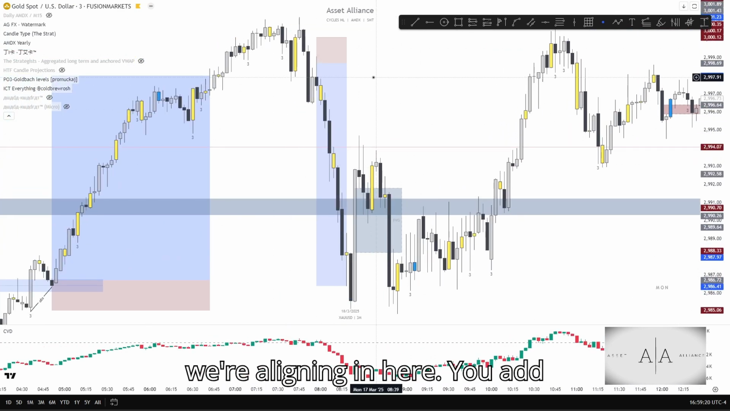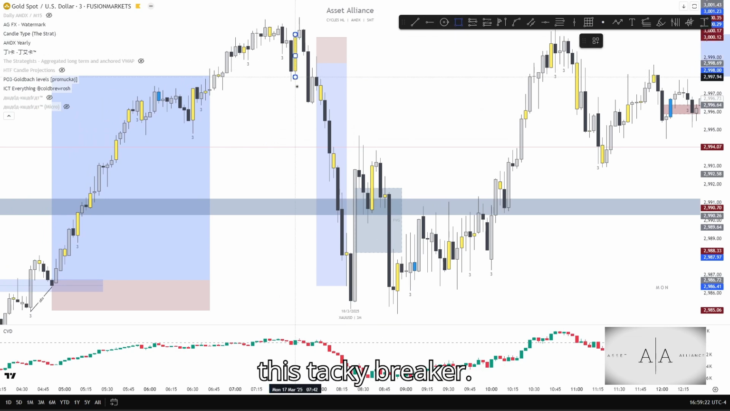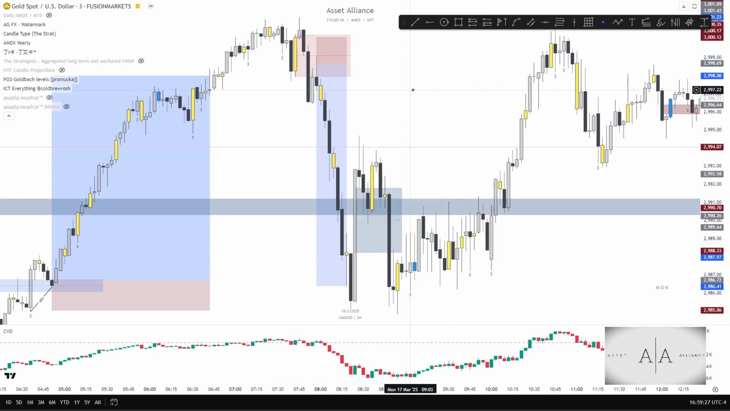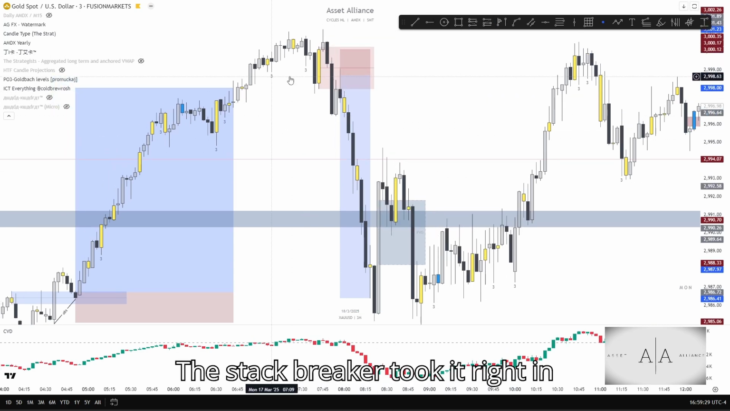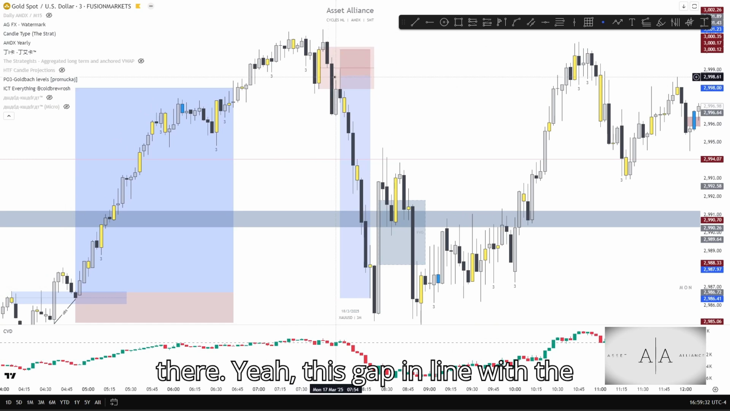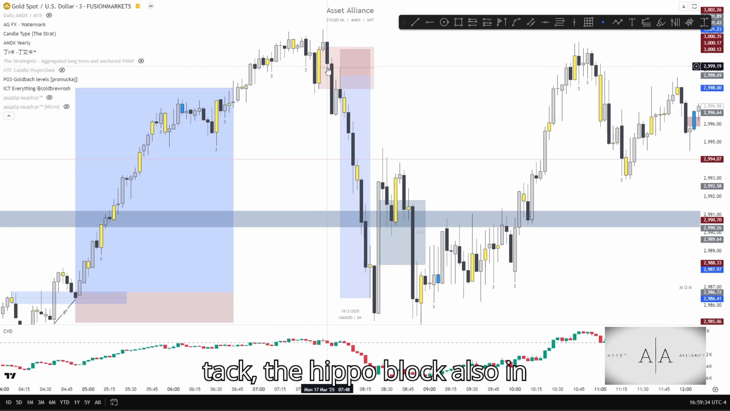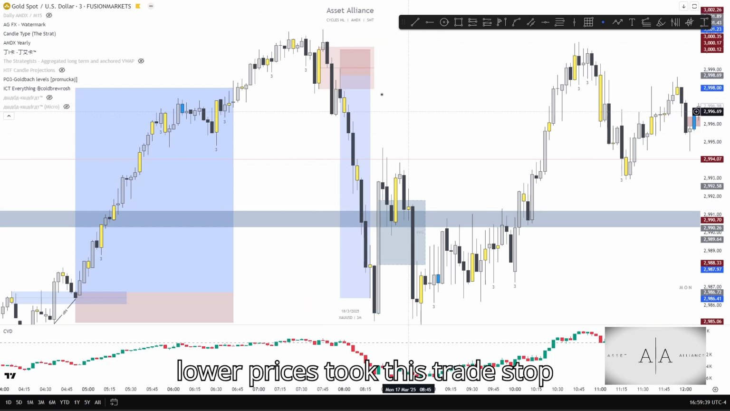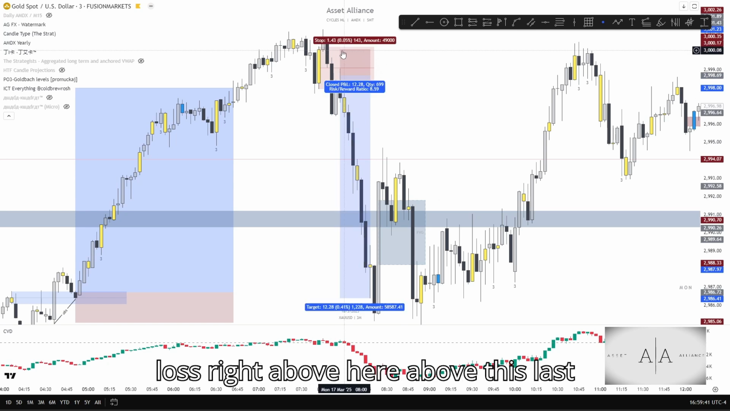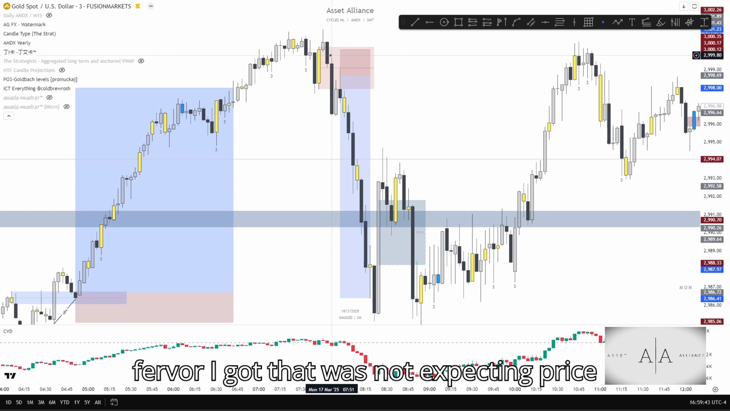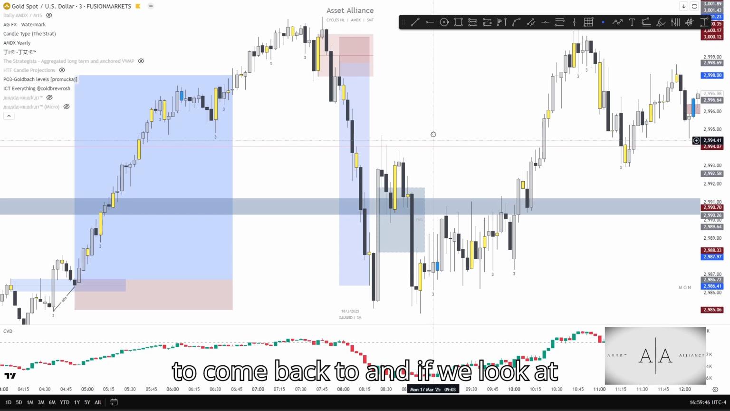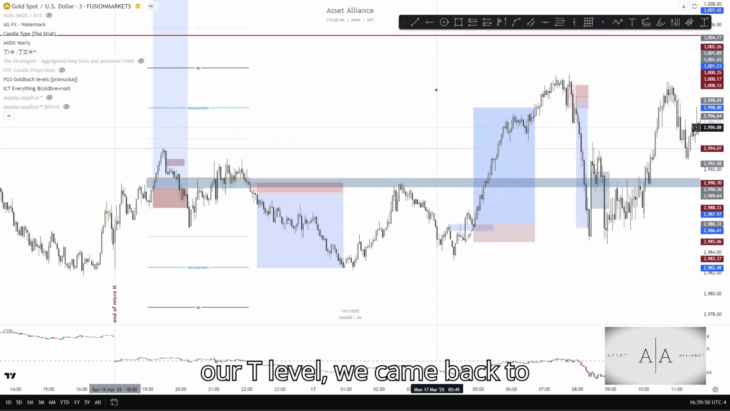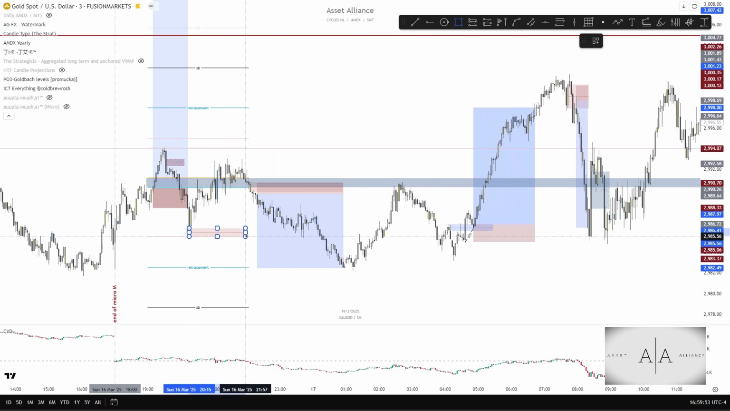Time and price were aligning in here. You had this tack breaker. Took a trade in there. You had this fair value gap in line with the tack. The hippo block also in line for then lower prices. Took this trade. Stop loss right above here, above this last fair value gap that I was not expecting price to come back to. And if we look at our TP level, we came back to our M partition.